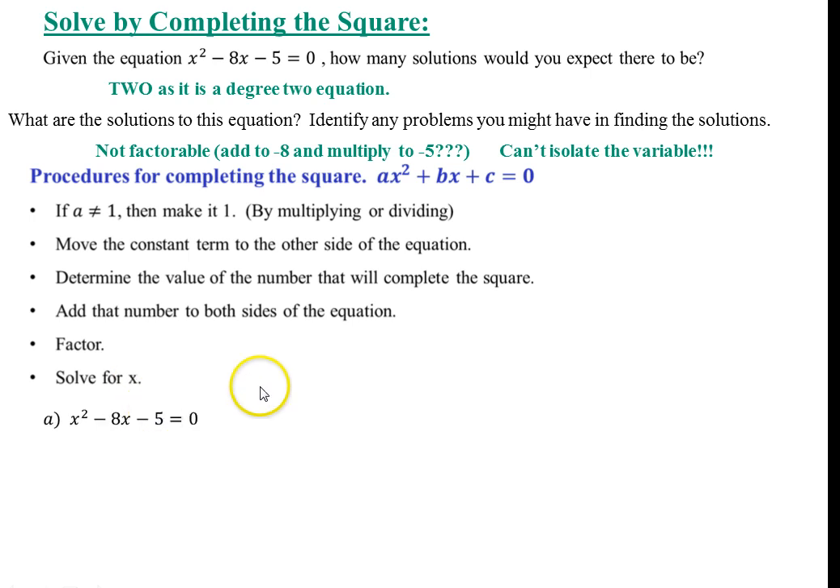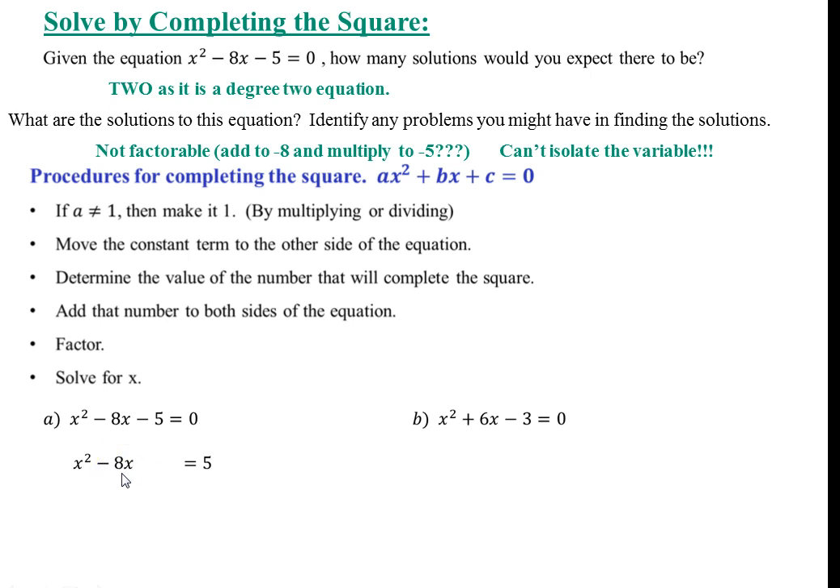So let's try a few of these. On x squared minus 8x minus 5 equals 0. Step 1, a already equals 1, 1x squared, so we don't have to worry about the first step. Move the constant term to the other side of the equation, so let's add 5 to both sides. Now we want to determine the value of the number that will complete the square. So in other words, we want to make x squared minus 8x plus something into a perfect square trinomial, just like we did last slide.